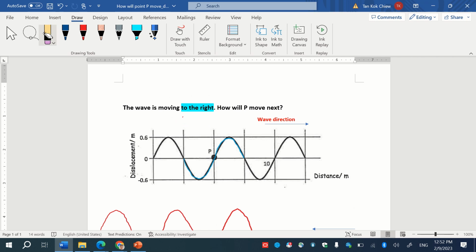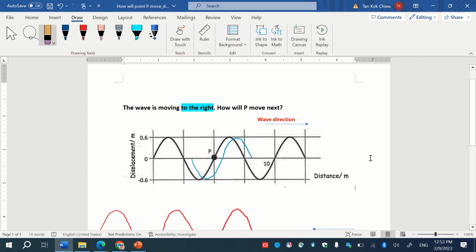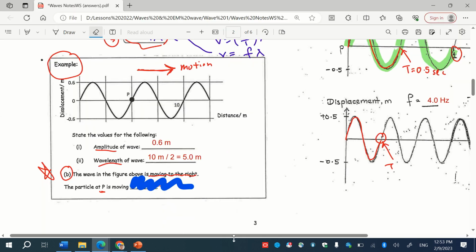Let's go back to the original question. I actually just need to copy this part of the wave, where P is, and shift a little bit to the right because the wave direction is to the right. Then you can tell the answer already: P has to move downward to this blue position. Any problem, come back to me again. So just now from the demo, the answer is he will move downward.